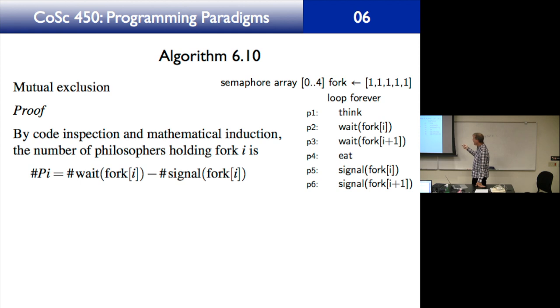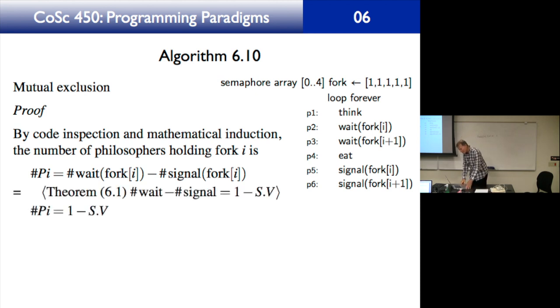Because how can you have fork I? You have to execute wait fork I before you can eat, right? So by code inspection and mathematical deduction, the number of philosophers holding fork I is the number of times wait fork I has executed minus the number of times signal fork I has executed, because you signal after you put it down.